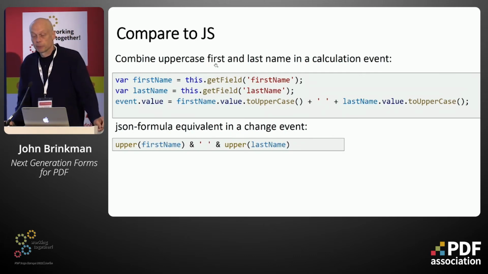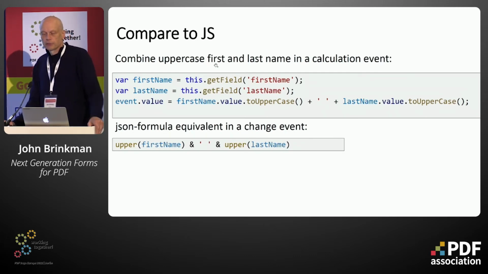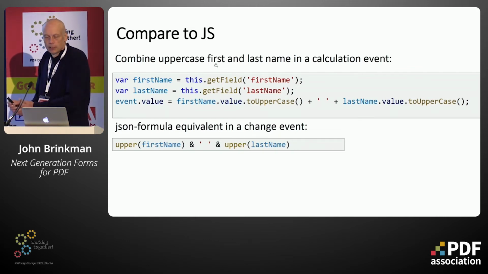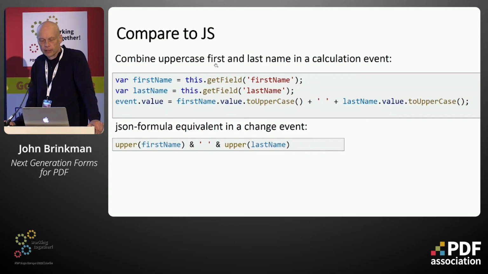And so let's compare this a bit to JavaScript. So here's my sample case. I've got a first and last name. I want to concatenate them and turn them to uppercase. So in the first example, I go out and I get the fields, first and last name, and then I assign the event value to be the uppercase of both of those. And then the JSON formula equivalent is, again, what I hope would be obvious to a spreadsheet author. It just uses the upper function to concatenate those three things together.